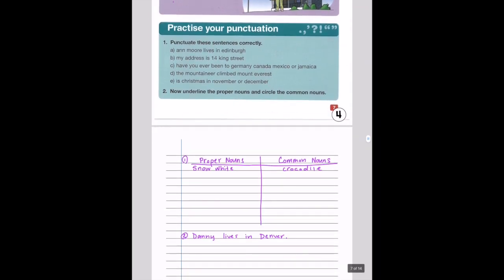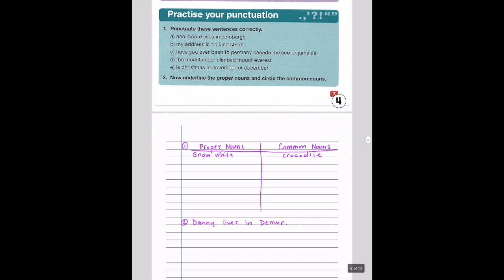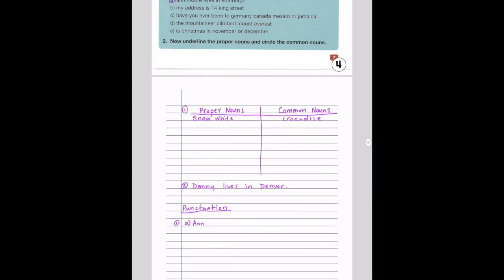All right, in this next section, you need to practice your punctuation. So punctuate these sentences correctly. I'd like you to actually copy the sentence down because there's a lot of editing. So in question number 1, A, Anne Moore lives in Edinburgh. So you're going to title this section. This is the punctuation section. Number 1, A. Anne Moore, so we need a capital because it's the name of a person. Moore.